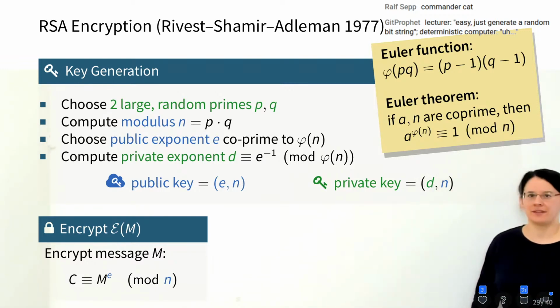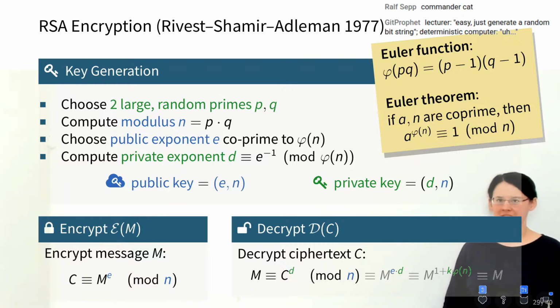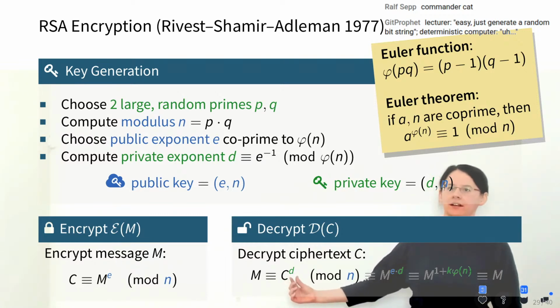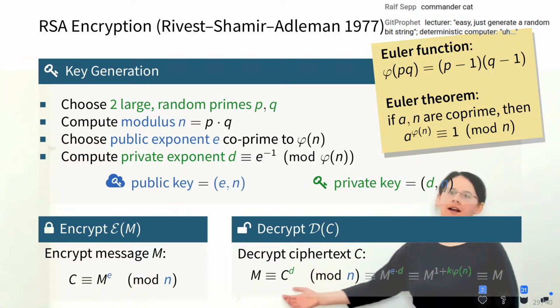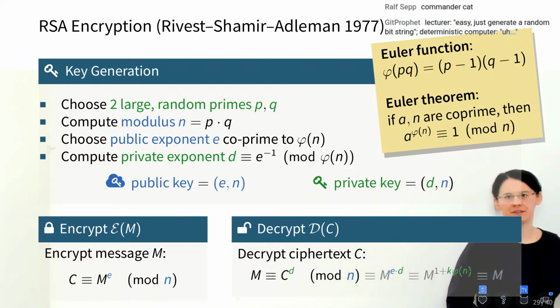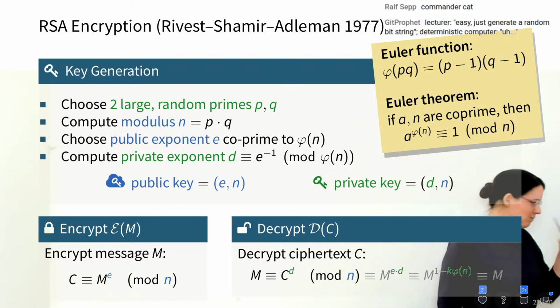That leaves us with the missing decryption function, which looks just as simple as the encryption function. Namely, it's essentially the same, except you take the ciphertext instead of the plaintext. You take the private exponent instead of the public exponent, but you also raise it modulo n. And why exactly do you get back the original message m? Now this is where the Euler theorem comes in.